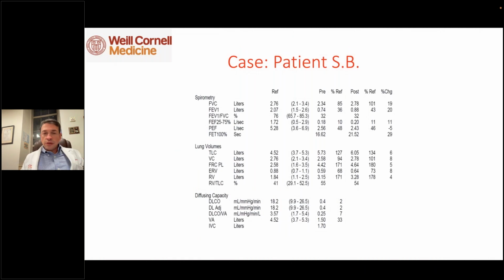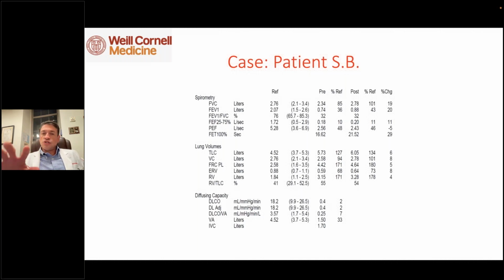In the remainder of the time, I wanted to go over a couple of cases just to keep this dynamic and to share some clinical experience. So here's our first patient: FEV1 36% up to 43, RV 171 to 178, diffusion capacity 2% predicted. Obviously, that's effort dependent. So a good lesson: don't look at diffusion capacity if the numbers don't make sense.